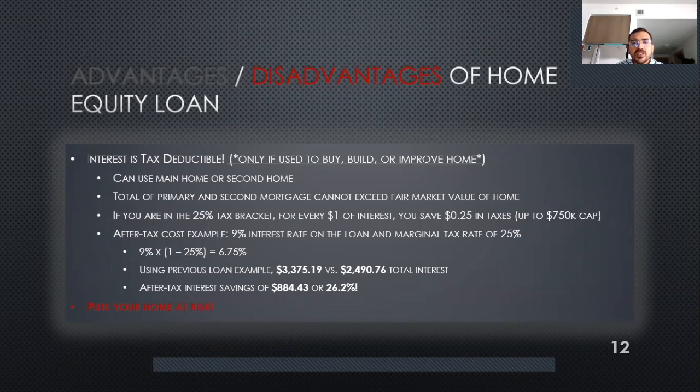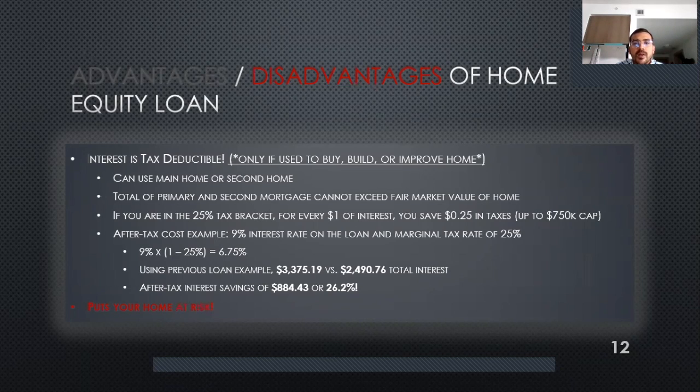What are the advantages of home equity loans? The interest is tax deductible when used to buy, build, or improve a home. You can use your main home or your second home. The total of the primary and second mortgage cannot exceed the fair market value of the home. If you're in a 25% tax bracket, for every $1 of interest, you save 25 cents in taxes.